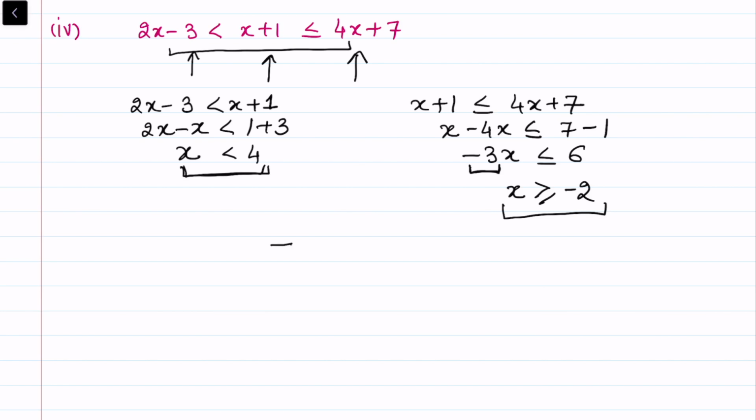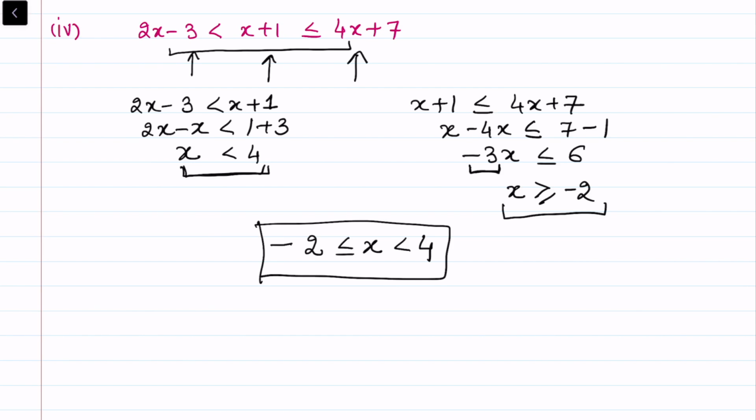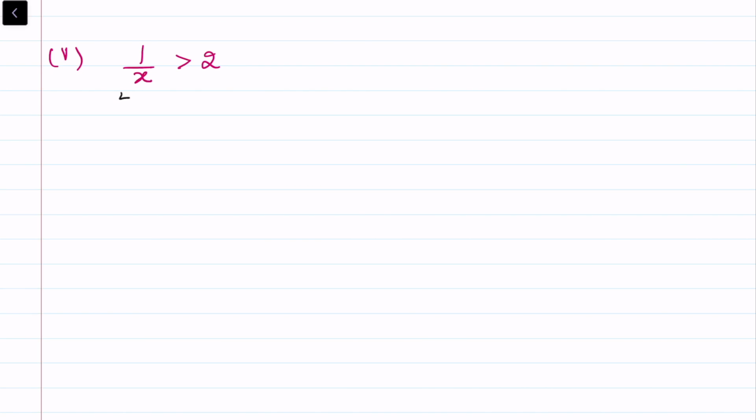So when I combine minus 2 less than or equal to x and x less than 4, combining both sides, we will get this as the answer for x. Now in the fifth problem, it says 1 by x is strictly greater than 2.